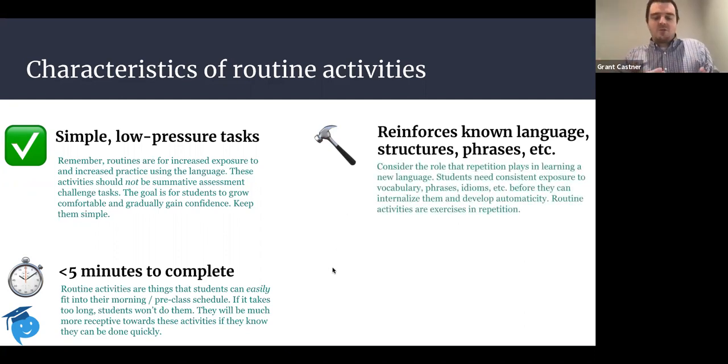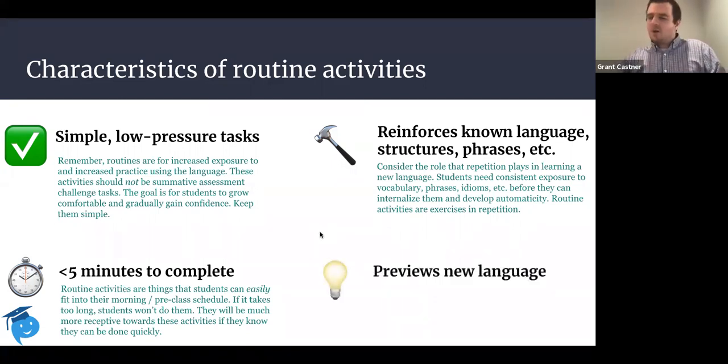A lot of this idea of using routines is about repetition, right? Consider the role that repetition plays in learning a new language. You need constant, consistent exposure to vocabulary, phrases, idioms, before students can really internalize them and develop automaticity. Routine activities are exercises in repetition, right? You're not saying, okay, this is all the vocabulary we're gonna learn in our lesson for today, and I want you to do it in less than 5 minutes. That's not what I'm talking about here. Things that they've seen before, things that they're familiar with, and you're reinforcing, you're hammering it home. Haha, yes, that's why I have the emoji here, right? Hammering it home, getting them to know it.